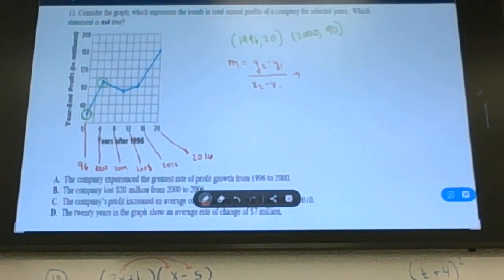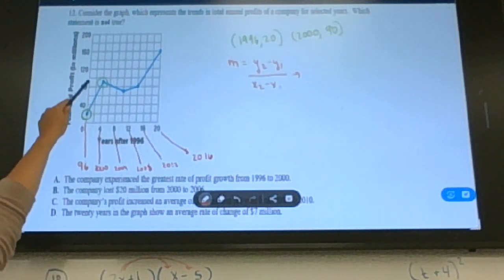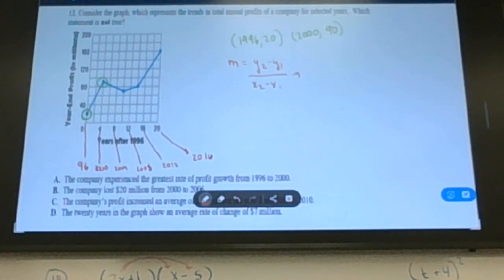Or you guys can count rise over run. You can see how you can try counting up and over. I just find it difficult since it's going by 20s and 4s. I'd rather just do the math. So it would be 90 minus 20 over 2000 minus 1996.